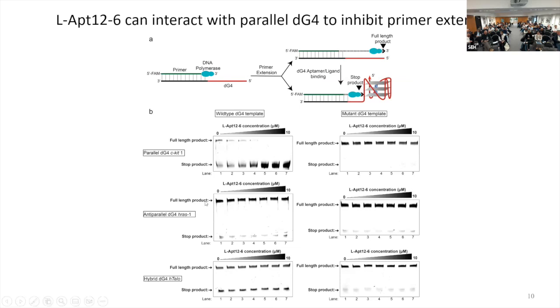And I also designed templates with the anti-parallel DG4 and hybrid DG4, and you can see for both the wild type and the mutant sequence, the aptamer has no effect on the primer extension. This proves that our aptamer can only target the parallel DG4 and affect the primer extension process.